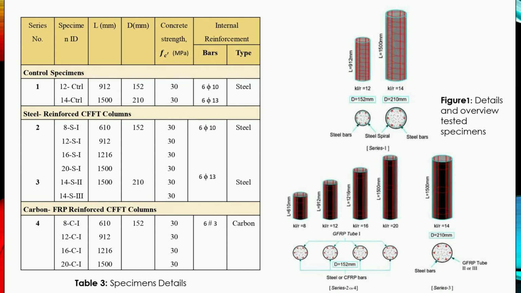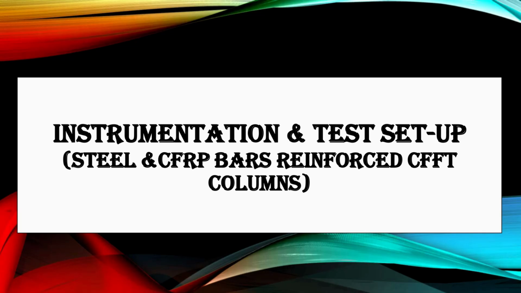The identification control was used to present the control specimen, while identification S and C refer to the type of the internal reinforcement, steel and CFRP bars respectively. In Figure 1, series number 1 presents the RC control specimen with steel type. Series number 2, 3 and 4 present CFFT columns that were reinforced internally with 6 steel bars and 6 CFRP bars.